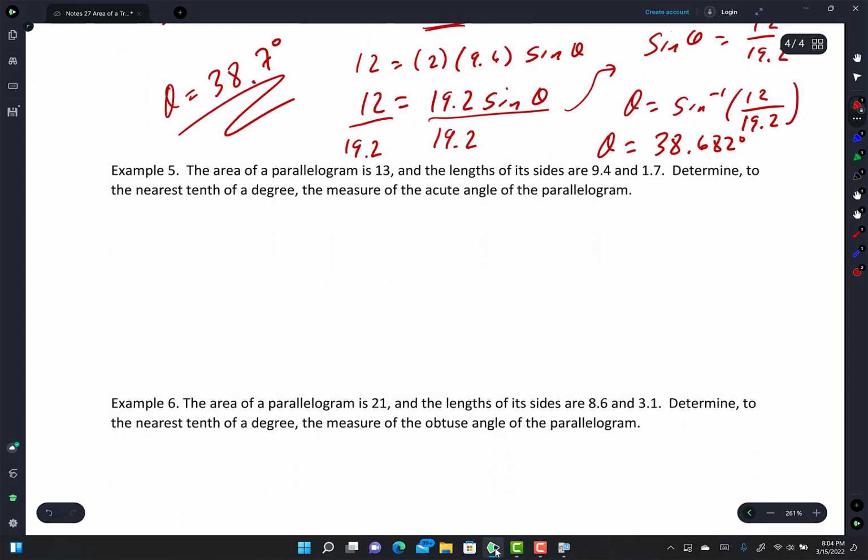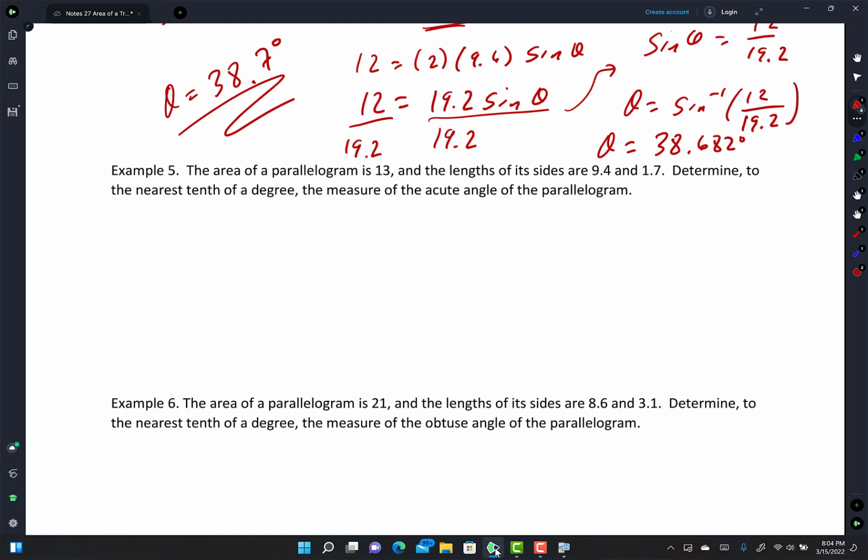The area of a parallelogram. Ooh, so let's see if you guys remember the properties of a parallelogram. The area is 13, and the length of its sides are 9.4 and 1.7. Determine to the nearest tenth of a degree the measure of the acute angle of the parallelogram.